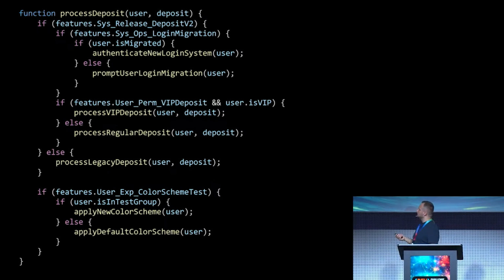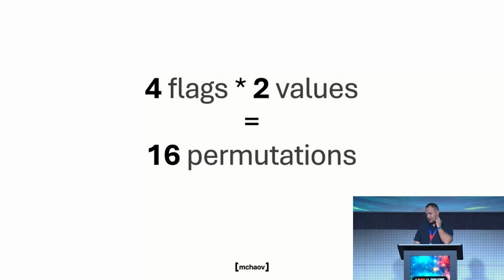Let's count. 1, 2, 3, 4, 5, 6, 7, 8. So the cyclomatic complexity of this code is 8. Does it look right? I'm not asking if 8 is the right cyclomatic complexity. I'm asking if it looks sufficient. Yes? No? You're not very confident in this code? Well, I'm not either.